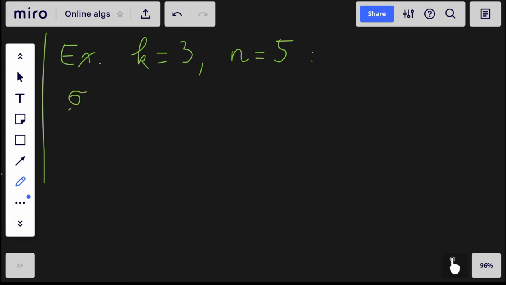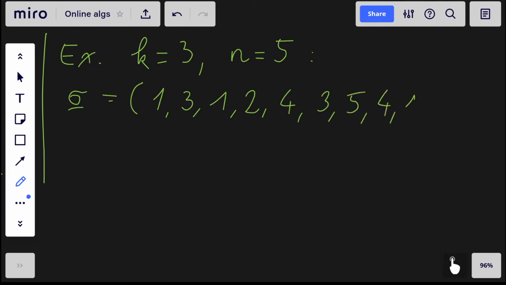So I can get an input sequence of, say, accessing the first page first, then the third page, then the first again, and then say the second, then the fourth, then the third again, then the fifth, then the fourth again, and then the first, then the third again, and the second. So that's just a request sequence, and I can serve this in several ways.